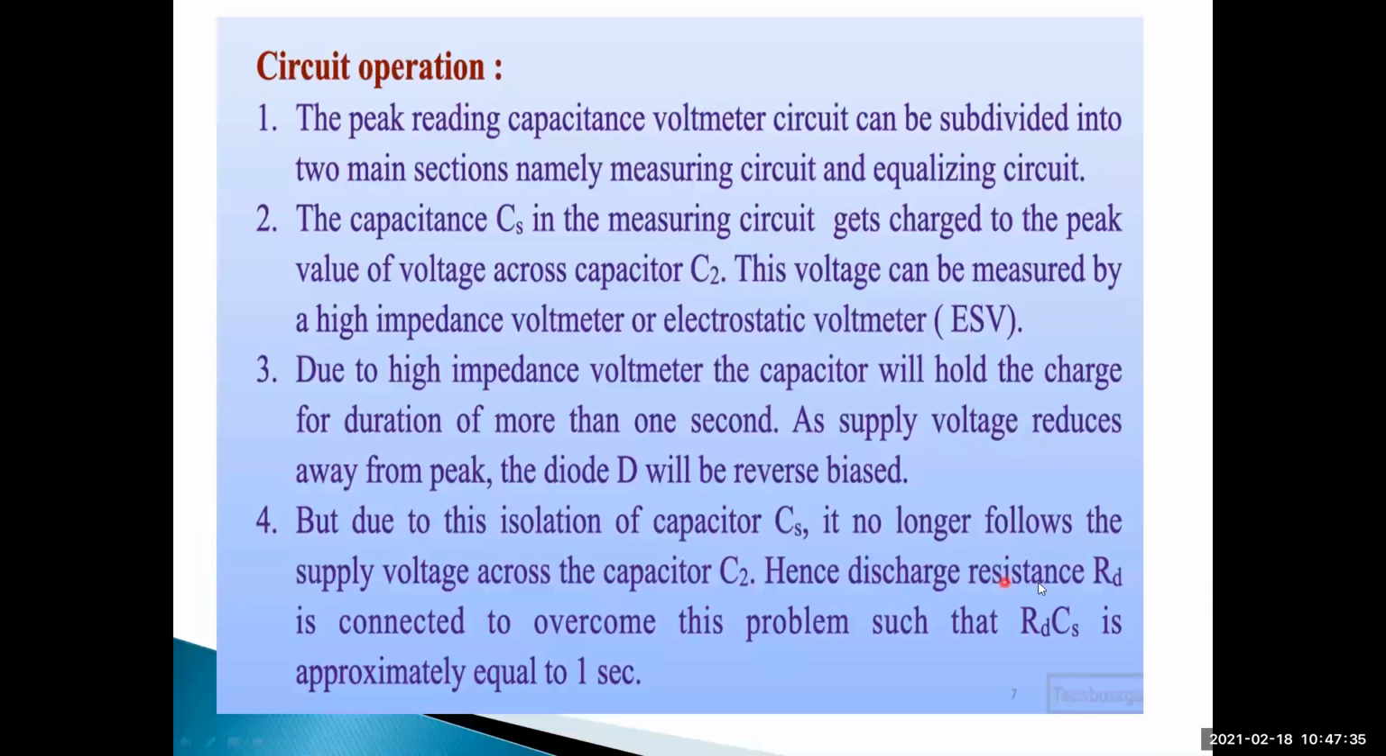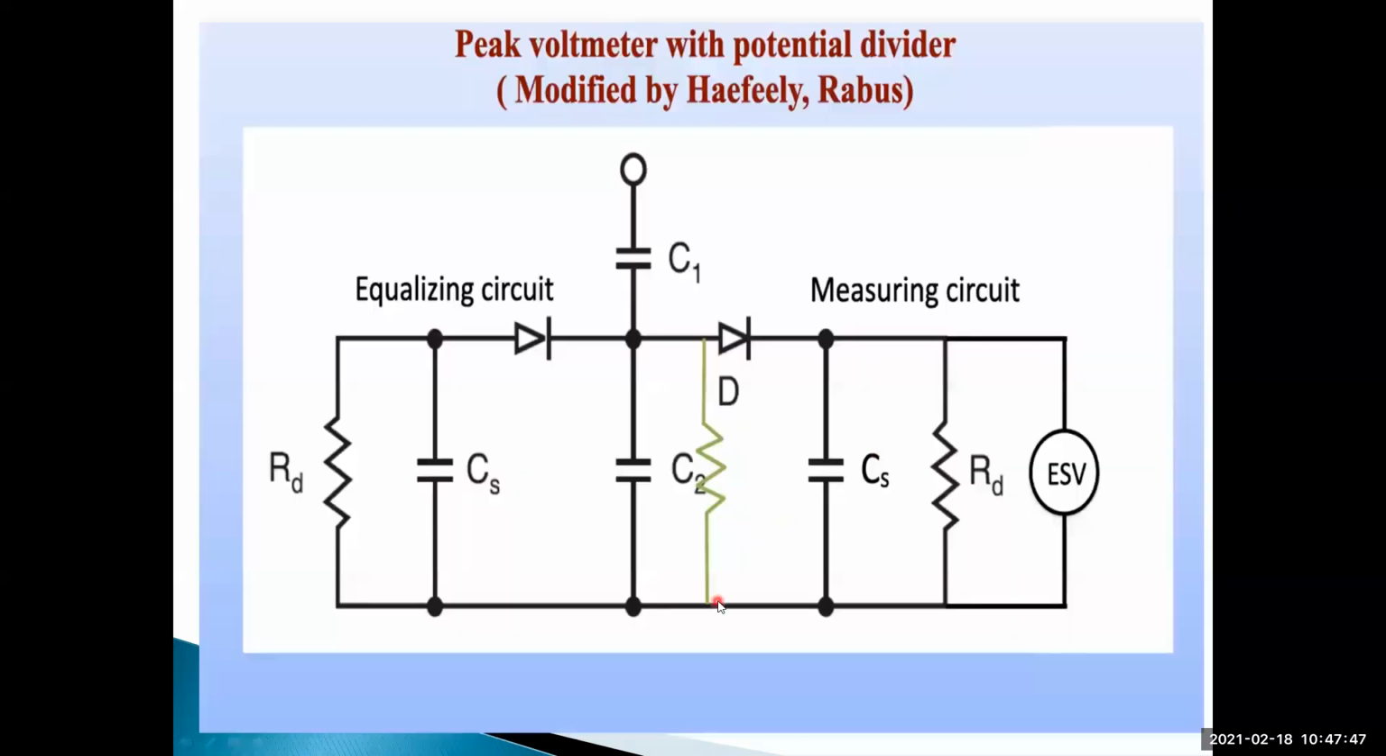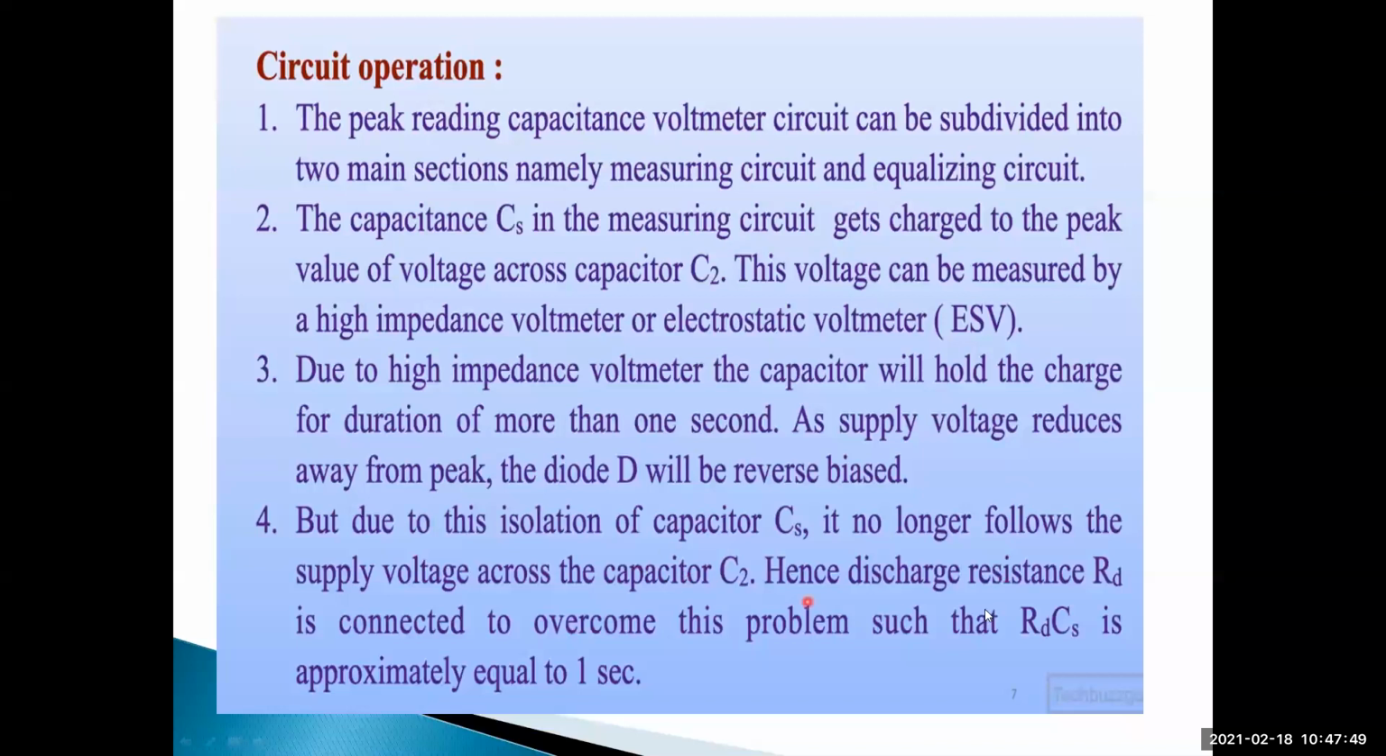Hence, discharge resistor RD is connected to overcome this problem, such that RD times CS, that is called the time constant, is approximately equal to 1 second. So why are you using a discharging resistor? Why do we have to maintain the discharging time at 1 second?